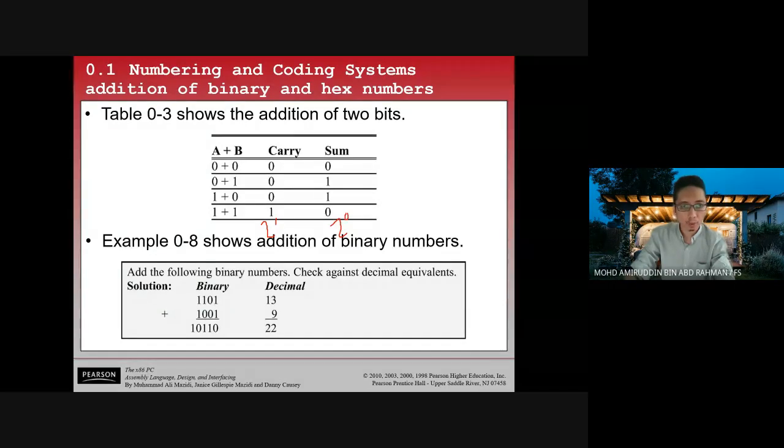Okay, so you carry forward 1 to the second digit. All right, so it will be 1 plus 0, so it will be 1. So that is okay. And then 1 plus 0 will be 1, and then 1 plus 1, it will be 2. All right, but 2 in terms of binary, it will be 1, 0. So that's why you get this answer.